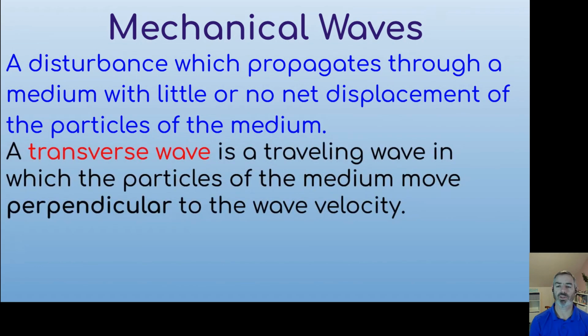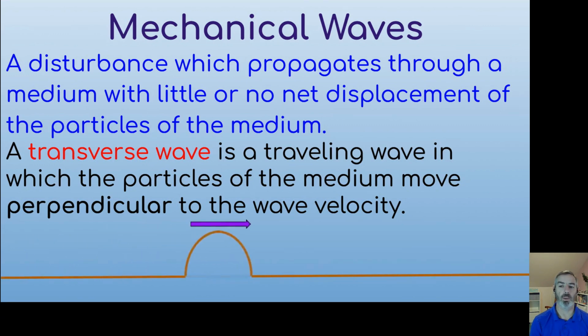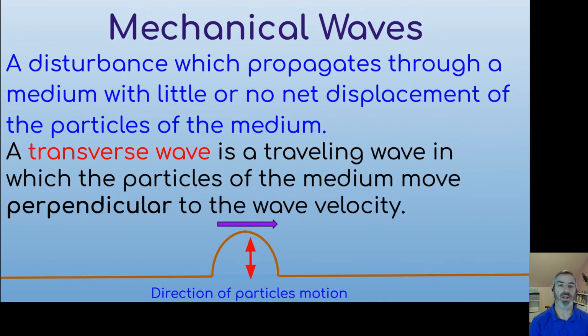So we're going to talk about a transverse wave pulse, which is a traveling wave in which the particles of the medium move perpendicular to the wave velocity. So here we have a string, and we can see that we have a pulse traveling through. This looks like a bump traveling through the wave. If we look at a still picture of it, we see the direction is moving to the right, and the particles of that wave are moving up and down, so perpendicular to the direction of the wave.